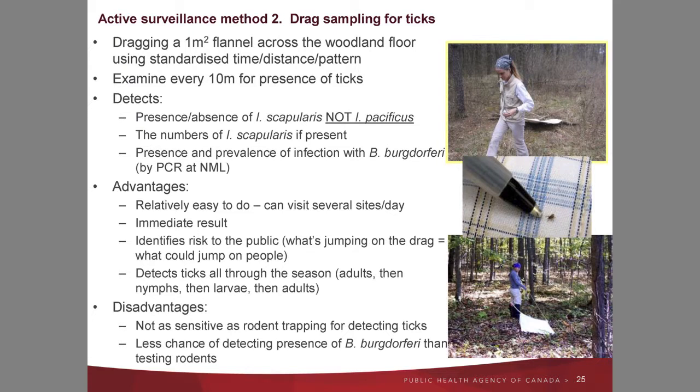A slightly lighter version of that is drag sampling, where you take a blanket, like the lady at the top, and drag it in the herbage. If the ticks are out there, they will jump onto it, and you can turn the blanket over and see ticks crawling around, which you can then take off. You can identify and confirm what species they are, and then test them for Borrelia burgdorferi. So you get a fairly immediate result, and a bit later you get an idea of the risk in terms of what proportion of ticks are infected.